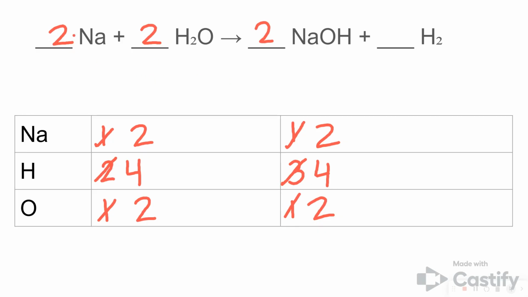Alright, so let's double check. We have 2 sodium on this side, 2 sodium on this side. We have 4 hydrogen, because remember this subscript of 2 means there are 2 here, and then we're multiplying the entire thing by 2. So 2 times 2 is 4. Here we have 1, 2, 3, 4 hydrogen. And then we have 2 oxygen here and 2 oxygen here. So this equation is balanced.